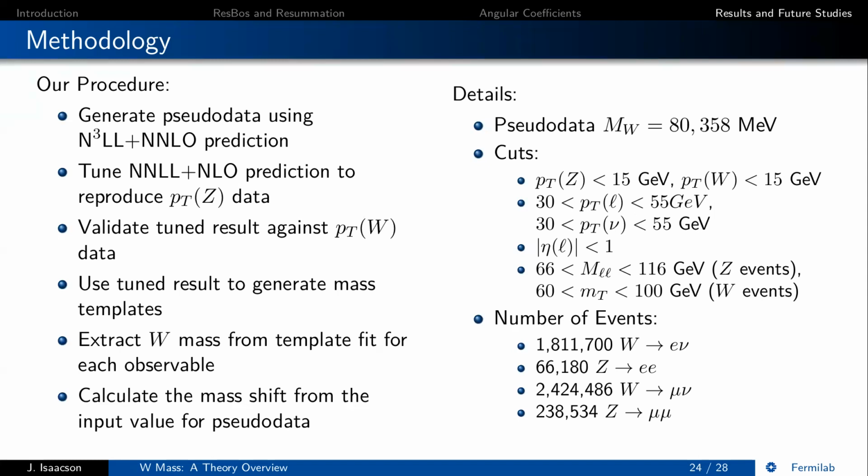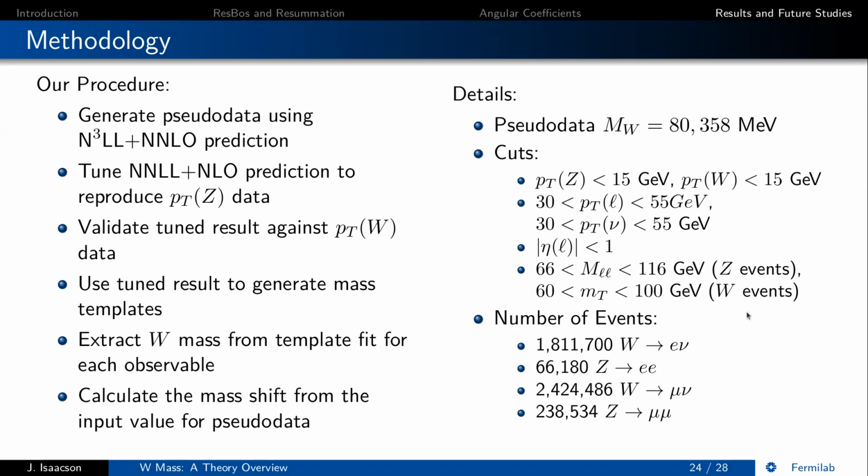We don't have those same knobs. And so the higher PT region was more difficult to fit, but that shouldn't have any impact on the region of interest that we care about for extracting the W mass. Again, everything else is the same. The PTs are the same as the CDF result, the rapidity of the leptons, the invariant mass for Z events, the transverse mass for W events.